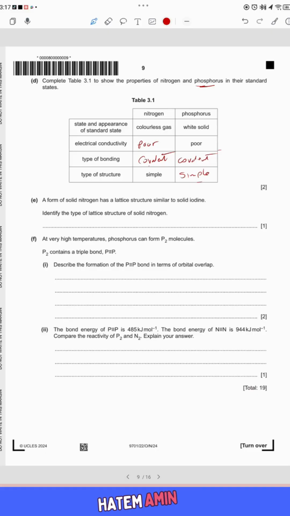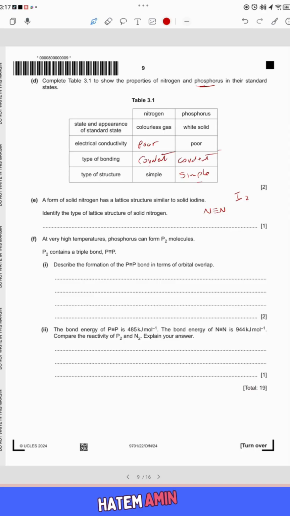The second question, E: a form of solid nitrogen has a lattice structure similar to solid iodine. What is solid iodine? Iodine is I2, so it's a diatomic molecule. So solid nitrogen should also be a diatomic molecule of N2. The structure is molecular. Solid nitrogen, like iodine, forms a molecular lattice with discrete N2 molecules held by weak van der Waals forces. Why? Because N2 is a nonpolar compound, which has weak van der Waals forces, so it will be similar to iodine.